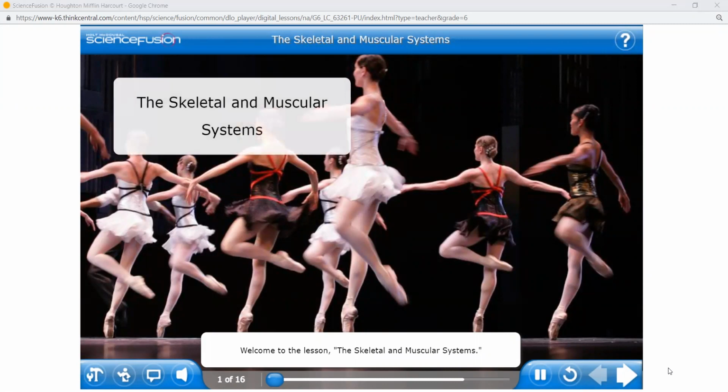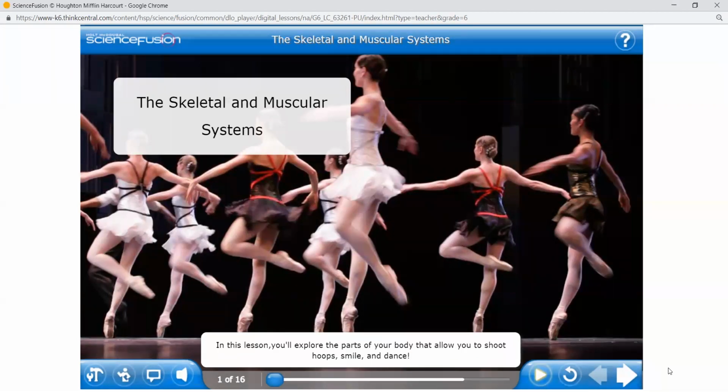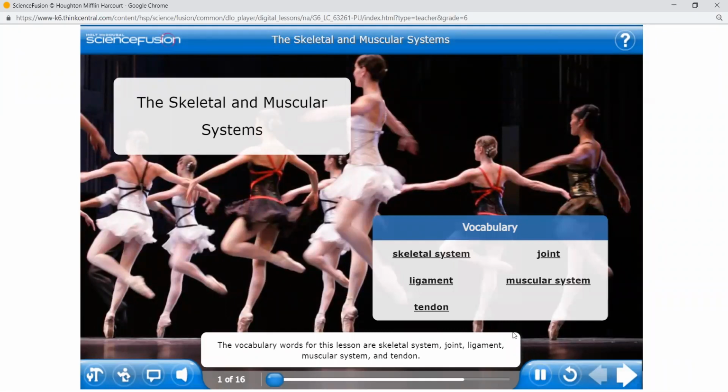Welcome to the lesson, the skeletal and muscular systems. In this lesson, you'll explore the parts of your body that allow you to shoot hoops, smile, and dance. In other words, you'll be learning about your bones and muscles. The vocabulary words for this lesson are skeletal system, joint, ligament, muscular system, and tendon. Click each word to learn more about it.